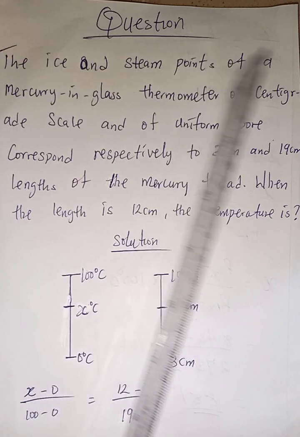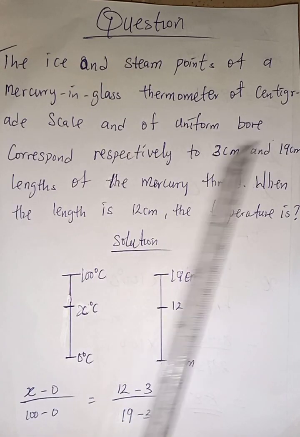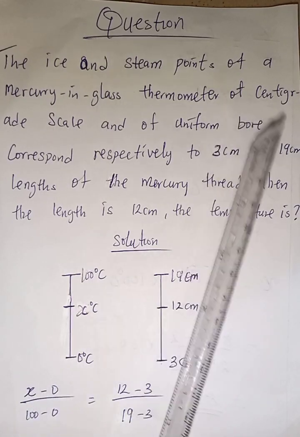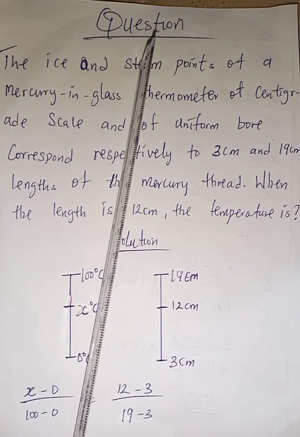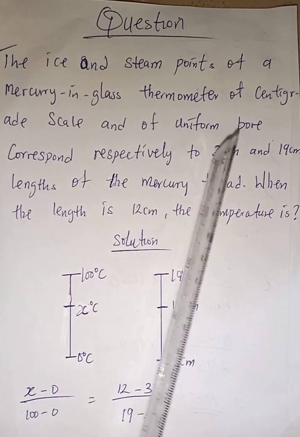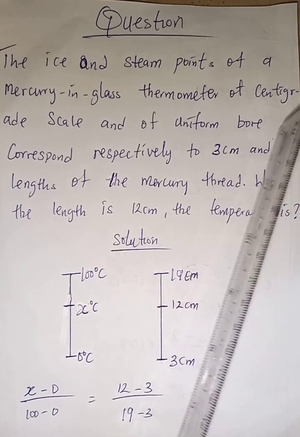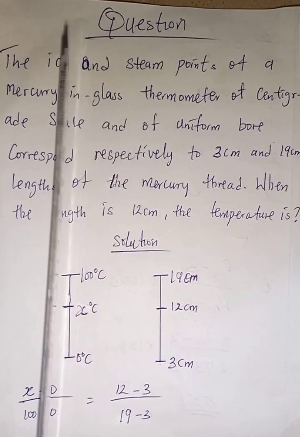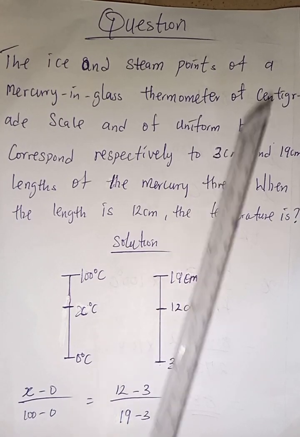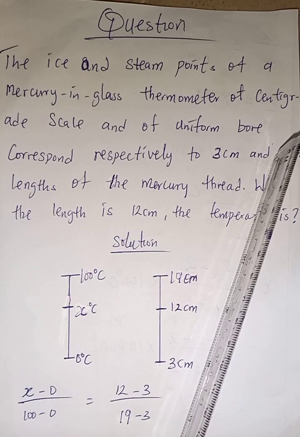Now, the ice and steam point, they said ice and steam correspond to what? 3 cm and 19 cm. So ice corresponds to 3 cm, steam corresponds to 19 cm, respectively. So the first one belongs to the first one here: ice is the first one, and steam is the second one. So that means 0 degrees Celsius corresponds to 3 cm, and 100 degrees Celsius corresponds to 19 cm.